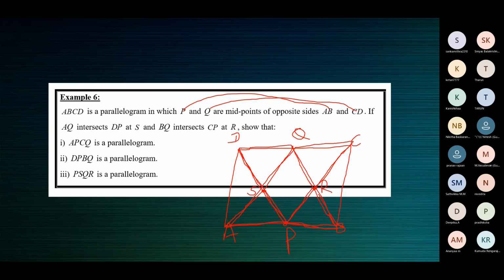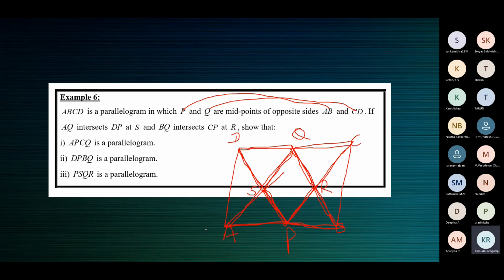DPBQ. This one is a parallelogram. And also PSQR, the one here in the middle, this diamond, something that looks like a diamond. You need to prove that these three quadrilaterals are parallelograms.